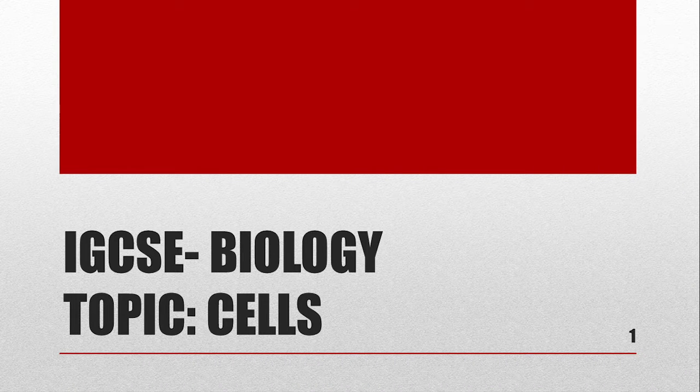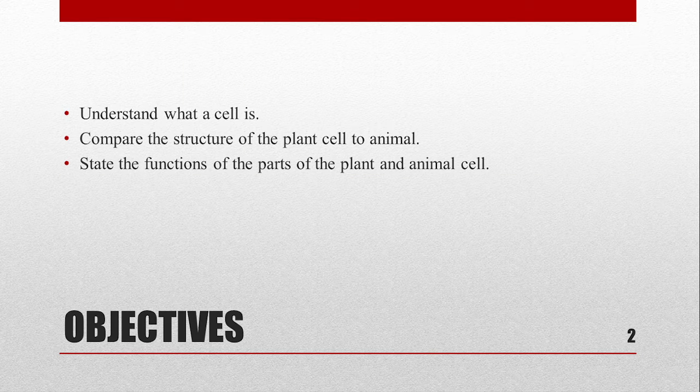Today we'll be looking at IGCSE Biology Chapter 2 Cells. Let's begin. So our objectives for today are to understand what a cell is, compare the structure of an animal cell to that of a plant cell, and state the function of the parts of the plant and animal cell.